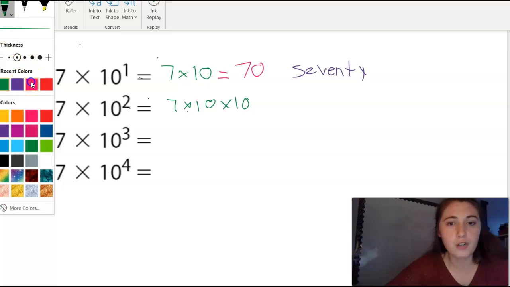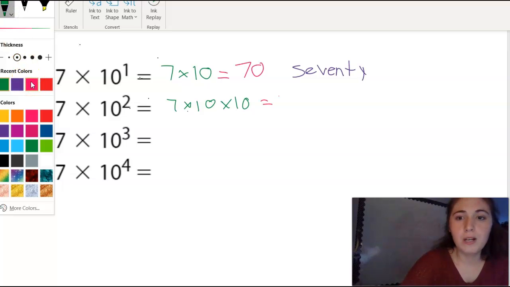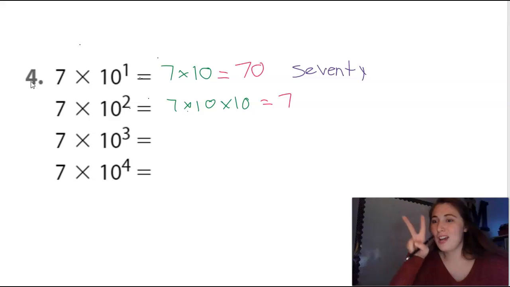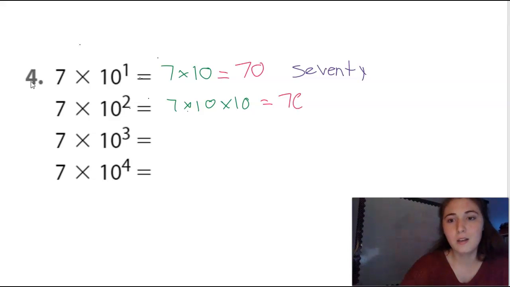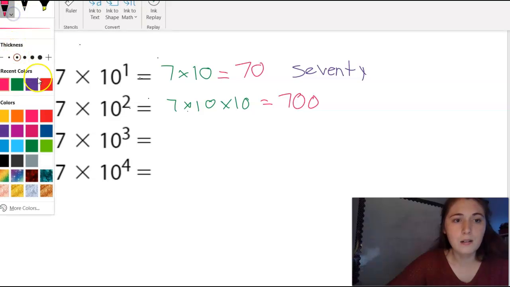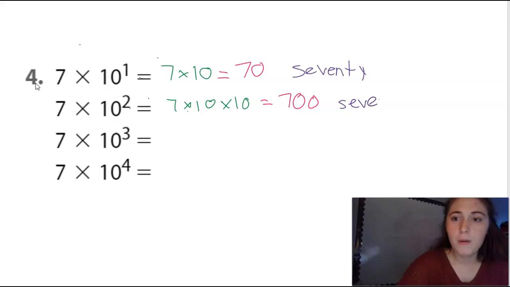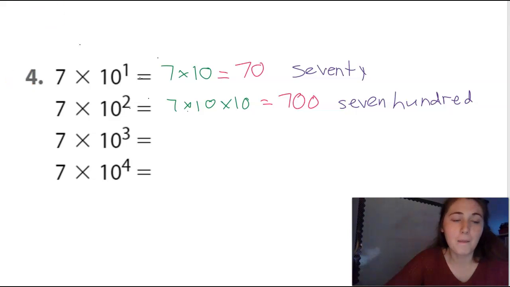So I'm doing 7 times 100. So 7 times 1 equals 7, and then 100 has 2 zeros. So I need to annex those 2 zeros. And then I come in and I write 700. And remember, you are doing this in your notebook too. Make sure that you are switching colors just like I am.